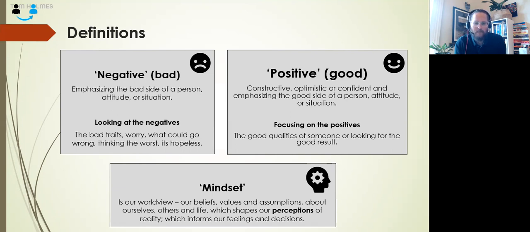Then we have mindset. Mindset is our worldview. It's our beliefs, values, and assumptions about ourselves, others, and life, which shapes our perceptions of reality. This informs our feelings and our decisions. The way I like to think about mindset, and I want you to think about mindset like this for the rest of the video, is that mindset is like a filter. Mindset is a filter. We perceive incoming information, we filter it, we make meaning out of it. This influences our decisions, choices, and behaviors. So mindset is a way we interpret and perceive the world.